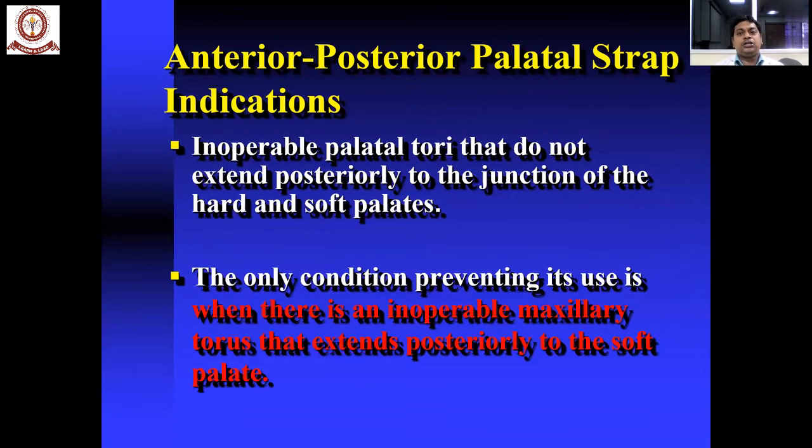Next is anterior posterior palatal strap indications. This is for inoperable tori, that is, tori that cannot be removed, present in the palate, which cannot be removed surgically, or the patient doesn't want them removed. At that time, it extends posterior to the junction of the hard and the soft palate. The only condition preventing its use is when there is a maxillary torus that extends posterior to the soft palate. That time you cannot use this anterior posterior palatal strap.